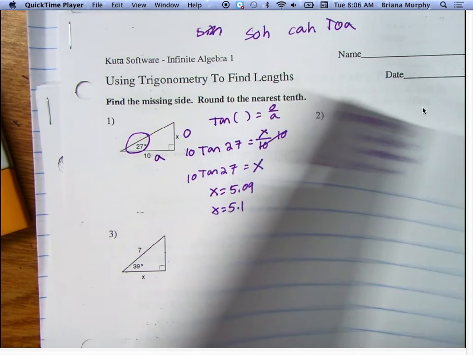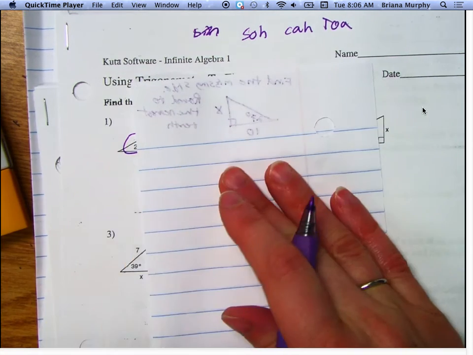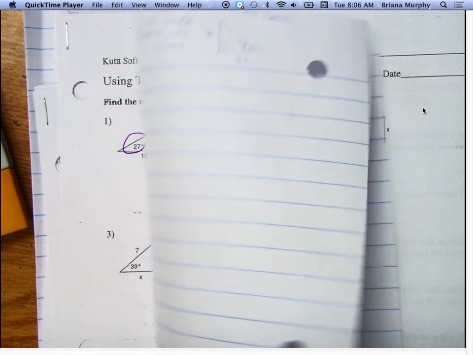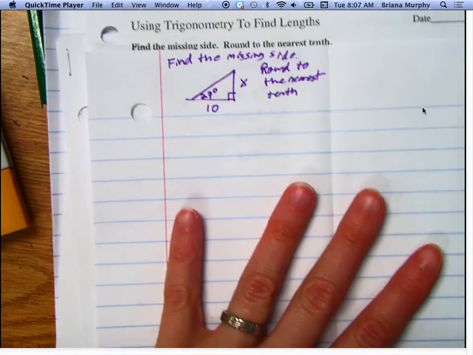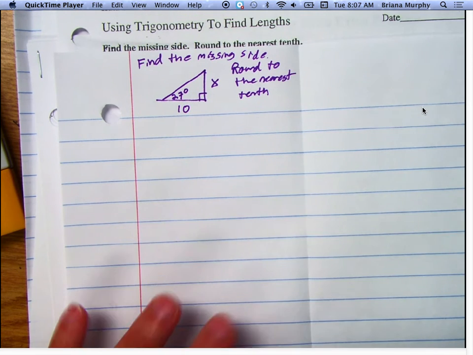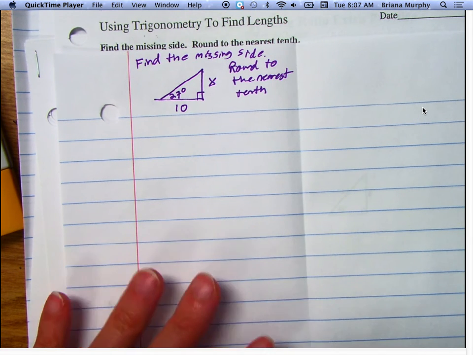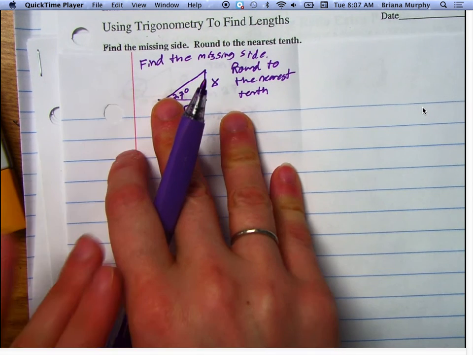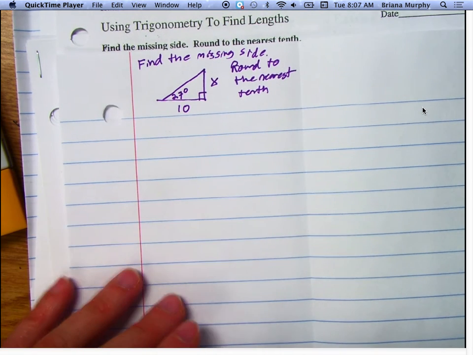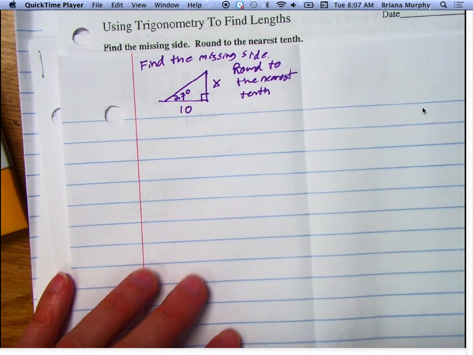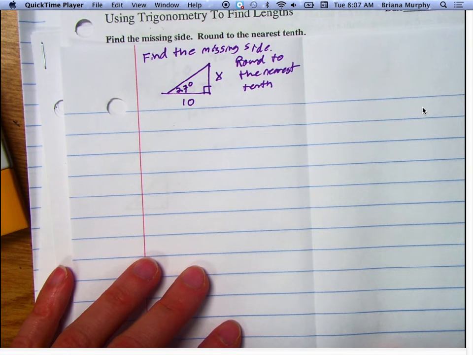Okay. So you're going to take your paper and fold it in half long ways. You're going to rewrite the problem at the top. You don't have to do all the directions. You have to at least have the 27, the 10, and the x in your little picture. On the left side of my paper, I am going to do the problem. On the right, I am saying what I'm going to do in steps.